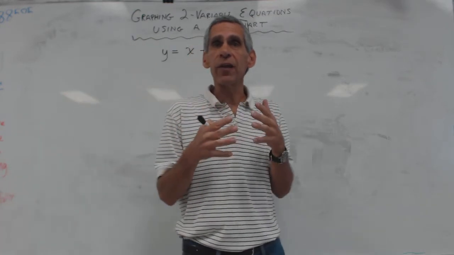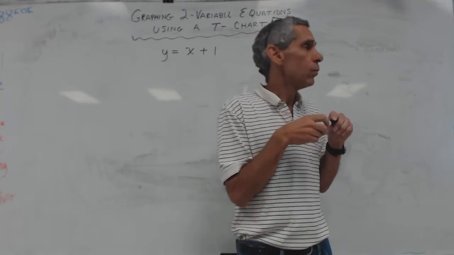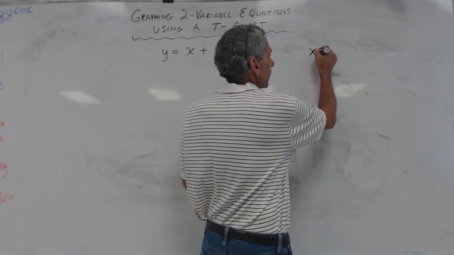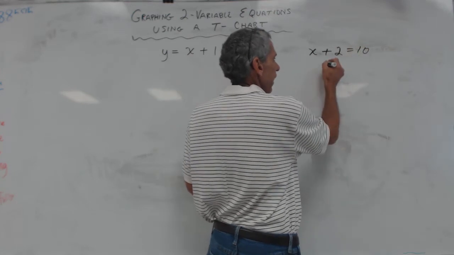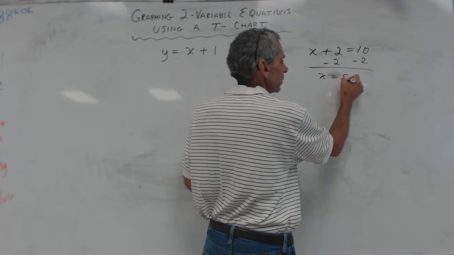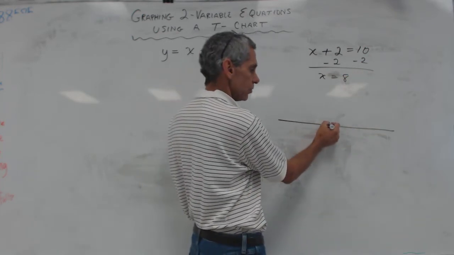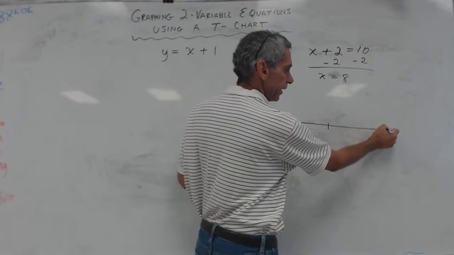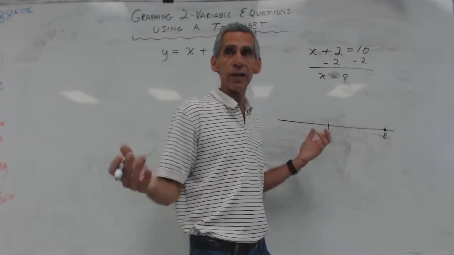How do I graph that? I can't just put a dot on a graph, right? When I had x plus 2 equals 10, and we figured out by subtracting 2 that x was equal to 8, well then, the only way to graph that is on a number line. Here's 0, and I go over 8, here's 8, and I put a dot there. And that's as far as I can go.